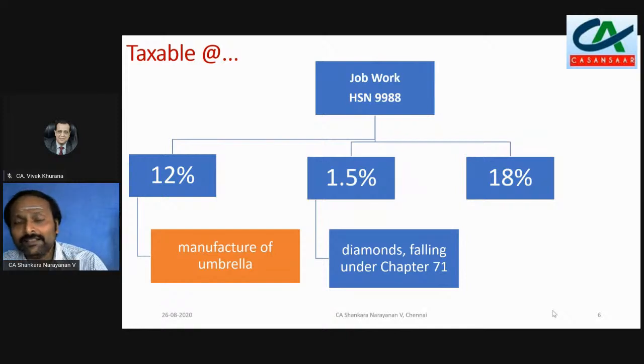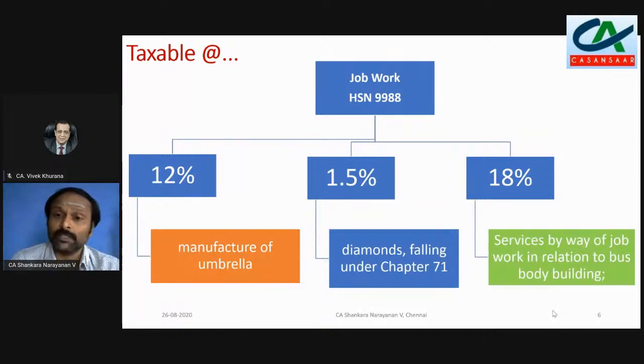So this is where I earlier had mentioned that if it is going to be falling under chapter 71 other than diamonds, the job work is 5%. If it is diamonds related job work, it is going to come within the purview of 1.5%, though both the items, the output which is going to come is classifiable under chapter 71 of the HSN. The tax rate will change depending upon whether it is diamond related job work or other than diamond related job work. And can 18% also be a possibility?